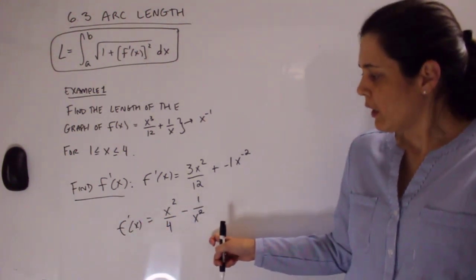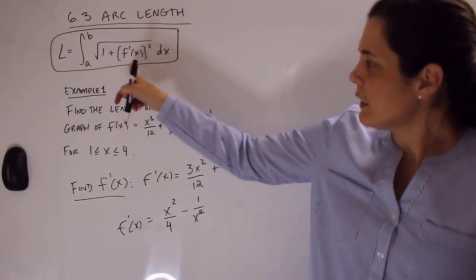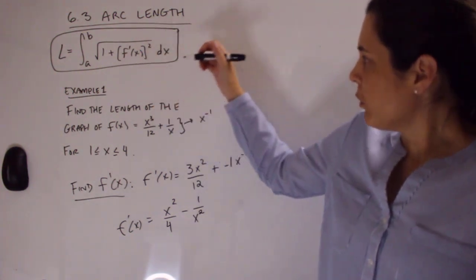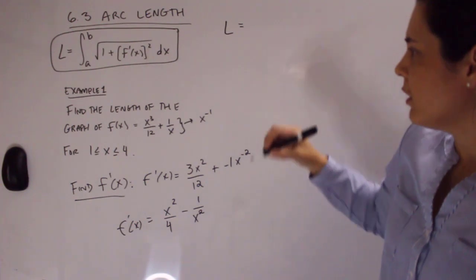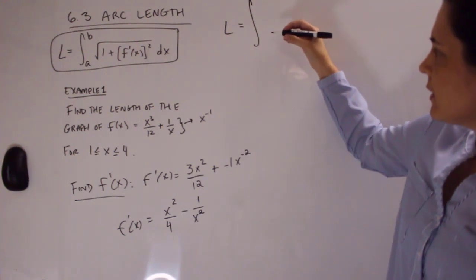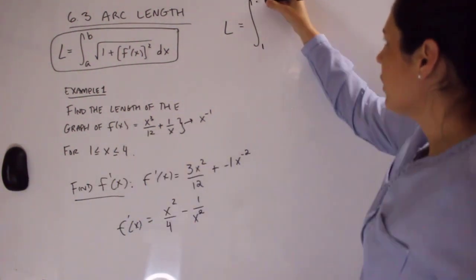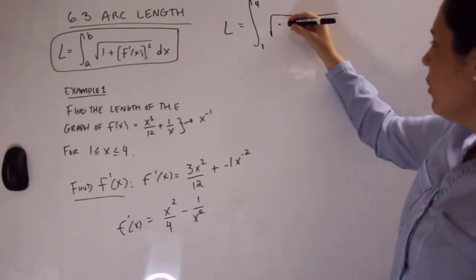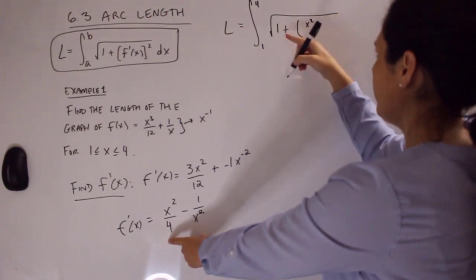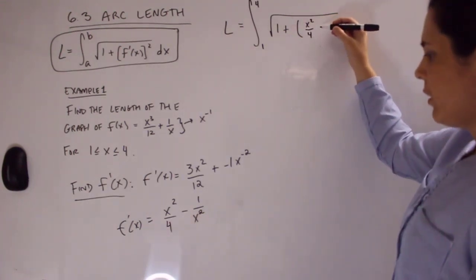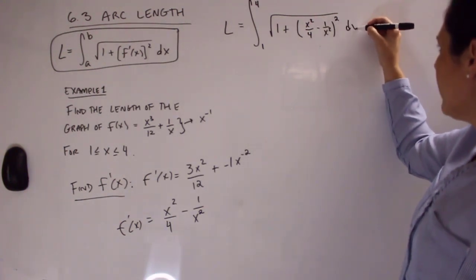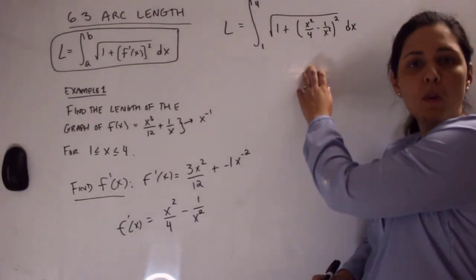Now, the next thing we need to recognize is that when we plug this into our formula, inside this integrand we're going to have to square it and then add 1. I'll show you the whole thing right now, and then we'll stop and work on algebra and come back and integrate. At this point, the length we're looking for is the length from x equals 1 to 4 on our curve. The integrand is the square root of 1 plus our derivative squared: x squared over 4 minus 1 over x squared, dx.